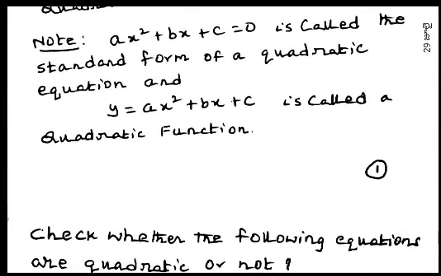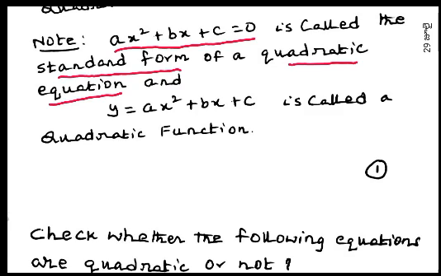Note: ax square plus bx plus c equal to 0 is the standard form of a quadratic equation. What is the standard form of a quadratic equation? Ax square plus bx plus c equal to 0 is the standard form of the quadratic equation.